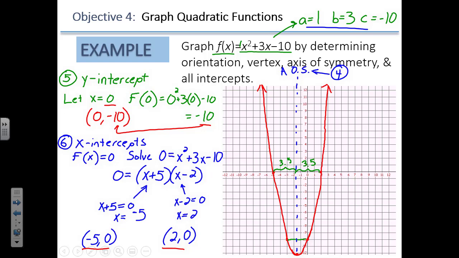The thing I want you to notice here is that the solutions, which is what we've been working on in the last few lessons, the solutions to that quadratic are the x-intercepts on the graph. And so sometimes there are no real solutions, and that means the parabola might not have x-intercepts. We'll see that in another example in just a minute.